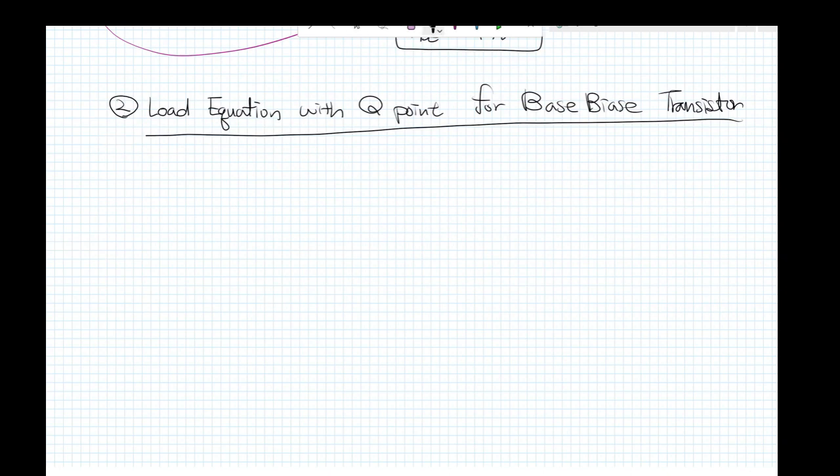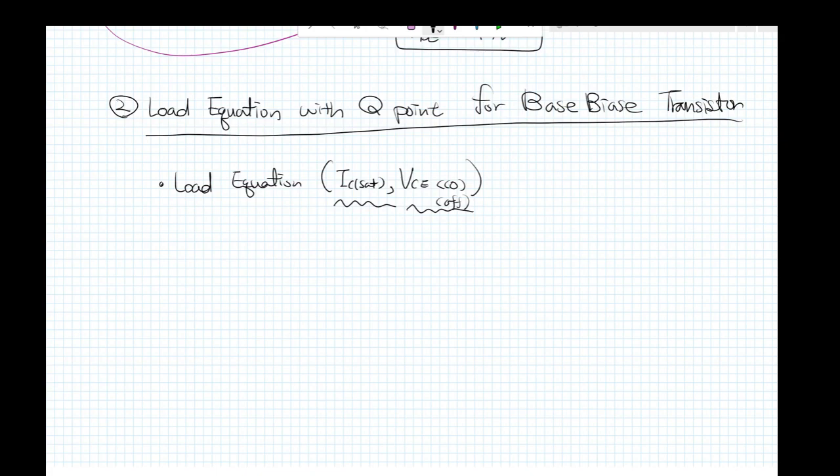Now, the load equations: I sub C saturation and V sub CE cutoff. So for the load equation, if we want to find it, we need to find the I sub C saturation part and also the V sub CE cutoff part for the base bias transistor.